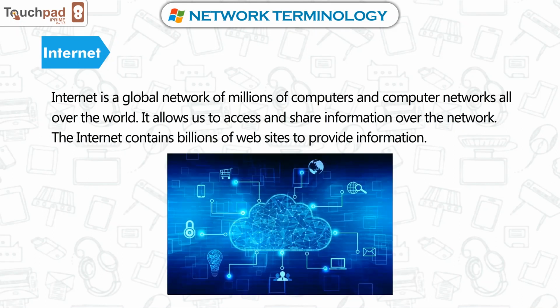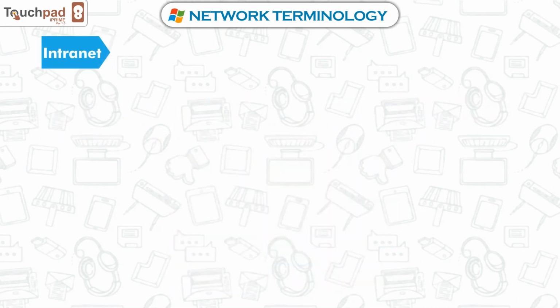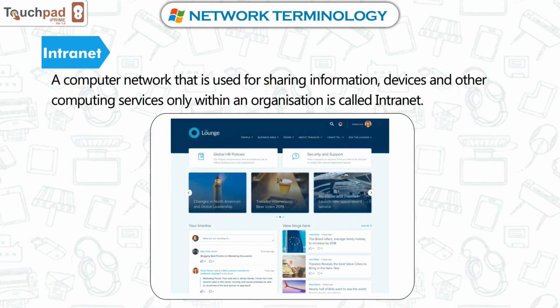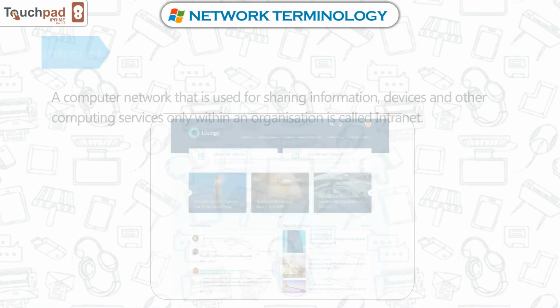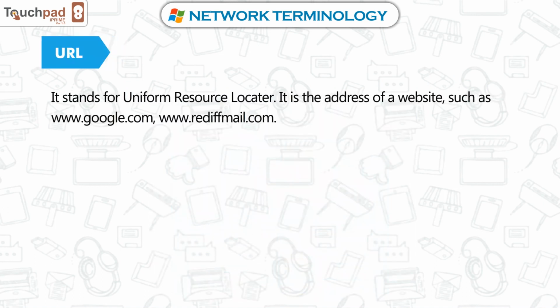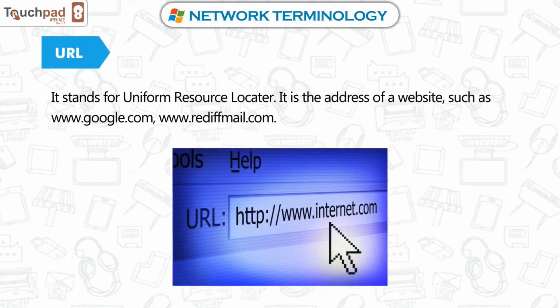Internet. Internet is a global network of millions of computers and computer networks all over the world. It allows us to access and share information over the network. The Internet contains billions of websites to provide information. Intranet. A computer network that is used for sharing information, devices, and other computing services only within an organization is called intranet.